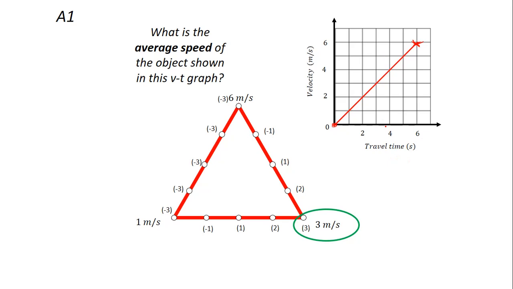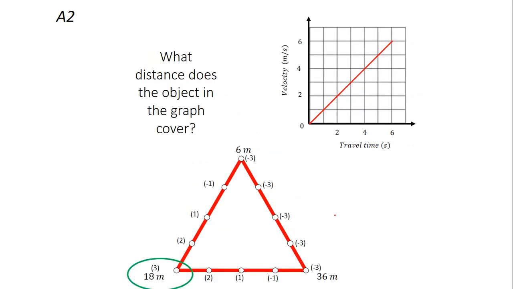Okay, what's its average speed? It goes for 6 seconds. Half of 6 is 3. What speed is it doing at 3? It's doing 3 meters a second. So that's where we get this answer. And we've got the points laid out here.